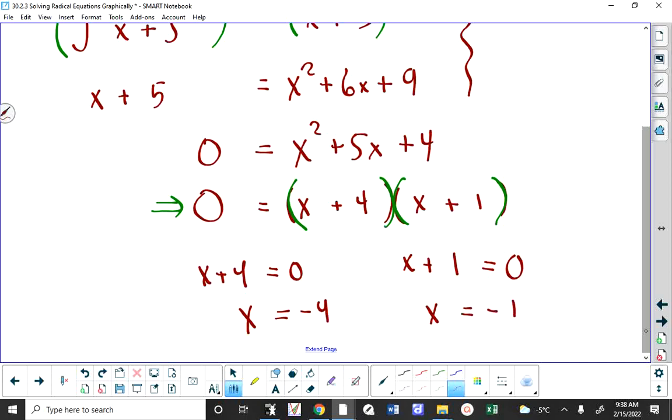Now, I want to point something out to you, because there's a problem with the Math 20 textbook, and I've seen some teachers actually repeat this problem.